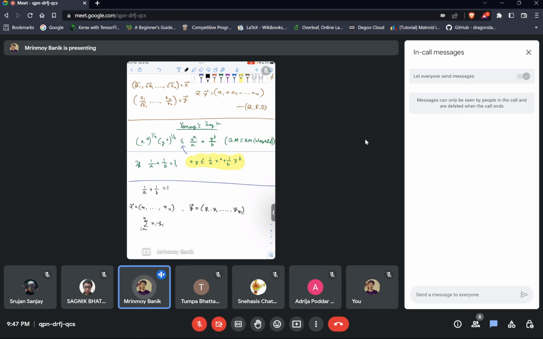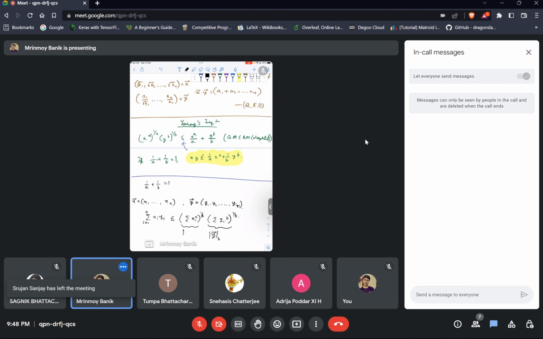But instead of taking the squares and the L2 norm on the right-hand side, we're taking the La norm. So it's xi power a, whole power 1 by a, and yi power b, whole power 1 by b. So this is here called the Lb norm and La norm.